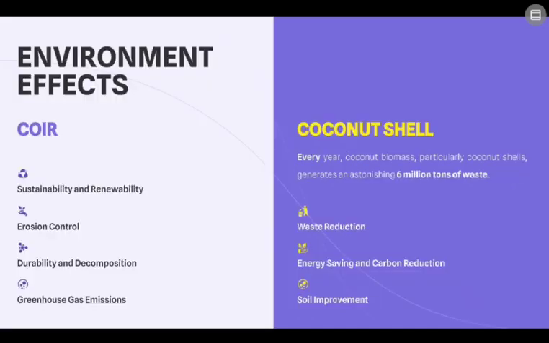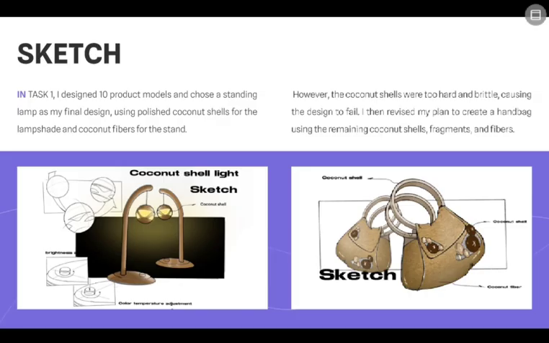Coir is a renewable, biodegradable fiber that reduces reliance on synthetic materials and lowers environmental impact. It is durable, rot-resistant, and blends well with soil for erosion control. Meanwhile, coconut shells generate 6 million tons of waste annually. Using them for products, like activated carbon, reduces waste and captures CO2, thereby lowering greenhouse gas emissions and improving soil health.